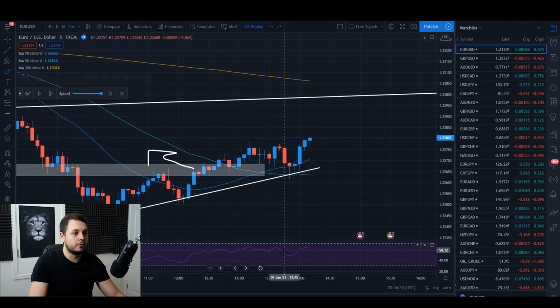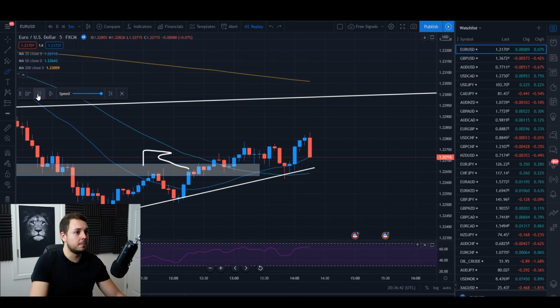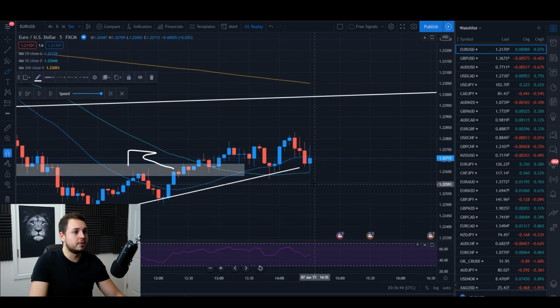As you can see, this trend line is being respected multiple times. A nice doji over here. RSI is nearly overbought, which shows that probably sell pressure will come in. So let's see what's happening. Boom, it's shooting towards the downside.